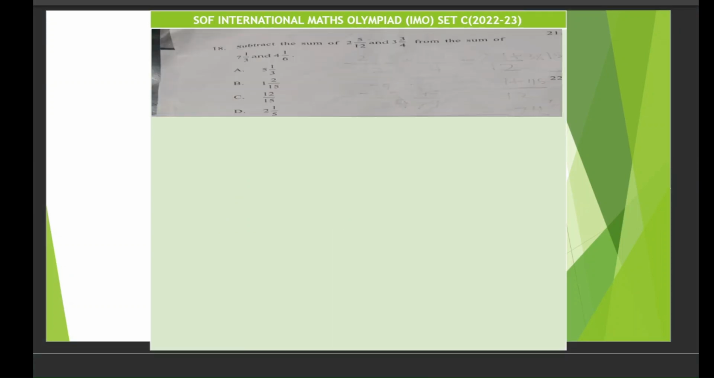Okay, let's solve question number 18. Question number 18 says, subtract the sum of 2 5/12 and 3 3/4 from the sum of 7 1/3 and 4 1/6. So first let's write what needs to be added first. First we need to find the sum of 7 1/3 and 4 1/6, and then find the difference with the sum of 2 5/12 and 3 3/4.